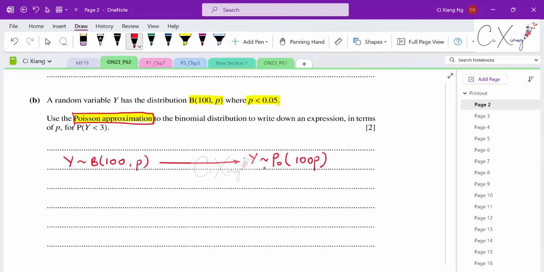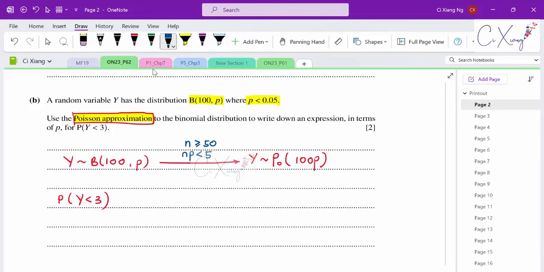The condition for changing binomial to Poisson distribution is that n must be large, more than 50, and np should be smaller than 5. Looking at our condition, n is already 100, which is more than or equal to 50, and they fixed the value of p smaller than 0.05. So any value smaller than 0.05 multiplied by 100 gives np smaller than 5. So they fulfill the condition. Now, let's find the probability for Y smaller than 3.